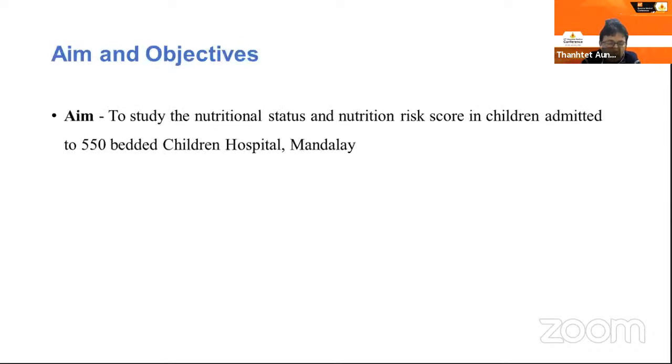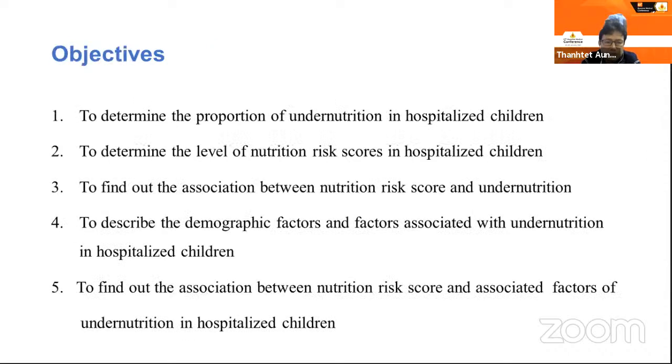The aim of this study is to study the nutritional status and nutrition risk score in hospitalized children in the 550-bedded Mandalay Children's Hospital. Objectives were to determine the proportion of undernutrition in hospitalized children, to determine the level of nutrition risk score in hospitalized children, to find out the association between nutrition risk score and undernutrition, to describe the demographic factors and factors associated with undernutrition in hospitalized children, and the last is to find out the association between nutrition risk score and associated factors of undernutrition in hospitalized children.